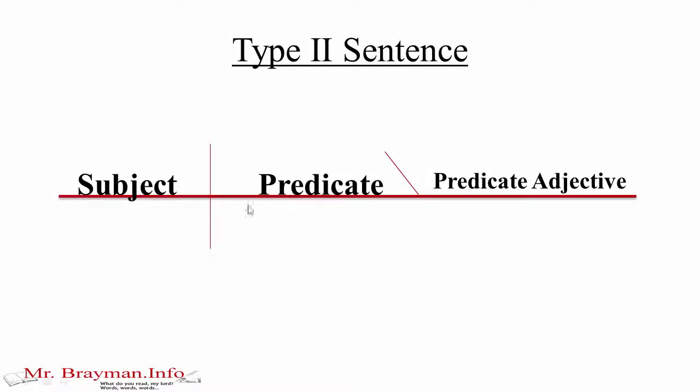So the type 2 sentence has a subject, a predicate, and then a predicate adjective. Once again, the predicate's going to be a form of the verb to be, always. Okay, and then we separate the predicate adjective from the predicate with this backward slash here that does not go below the main line of the sentence. And this is going to be some kind of predicate adjective. We can have modifiers under here, either adverbial modifiers or prepositional phrasal modifiers.